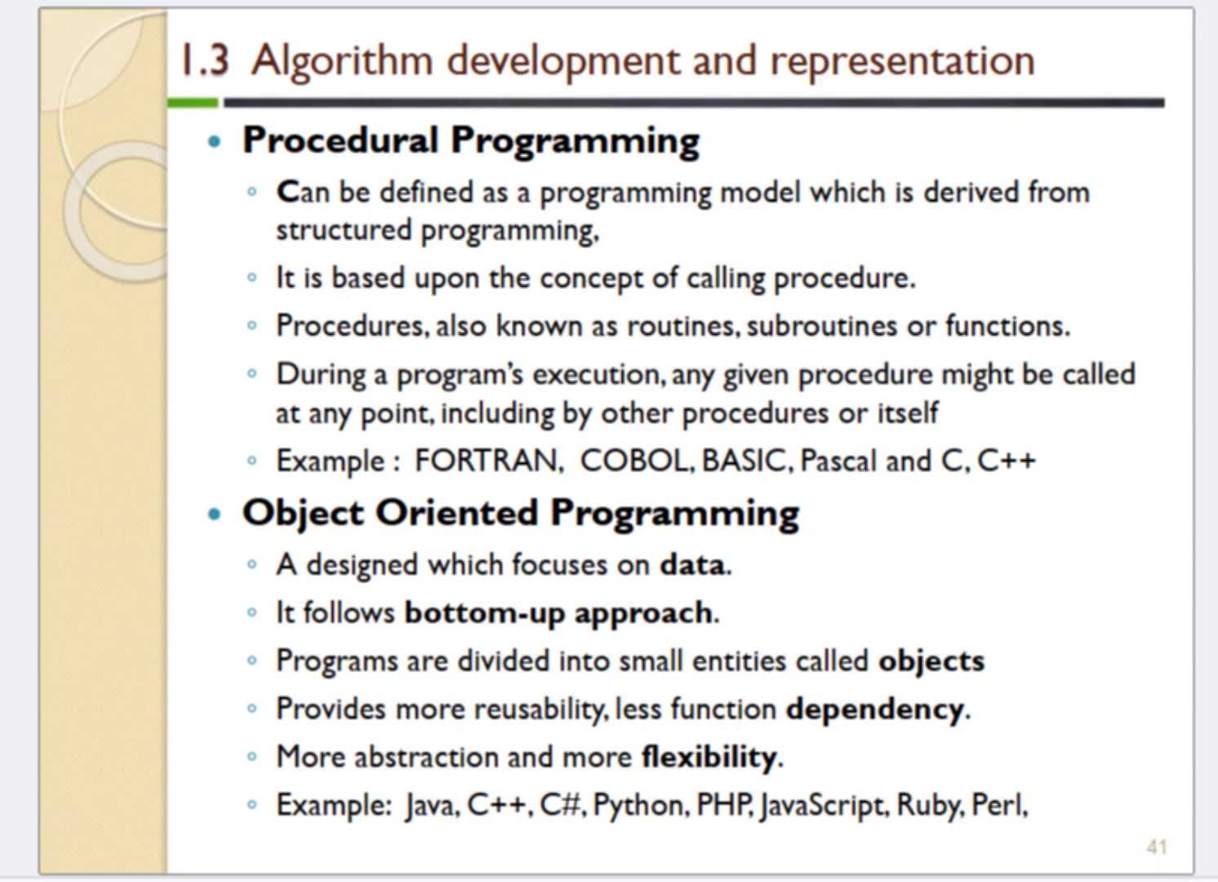Object-oriented programming is a design which focuses on data. It follows a bottom-up approach. Programs are divided into small entities called objects. It provides more reusability, less function dependency, more abstraction and more flexibility. Examples: Java, C++, C#, Python, PHP, JavaScript, Ruby, Perl.